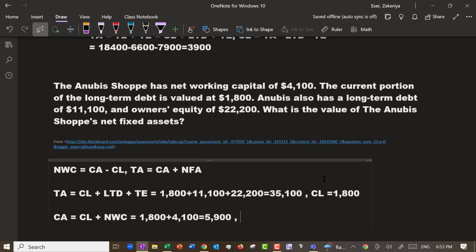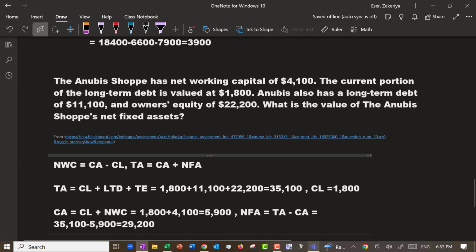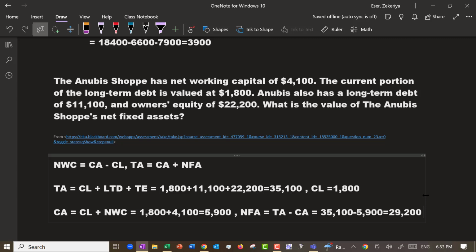And the answer is simple. NFA equals total assets minus current assets, which is done. Again, simple. What do I need? And what are certain definitions or identities that are going to give me that?